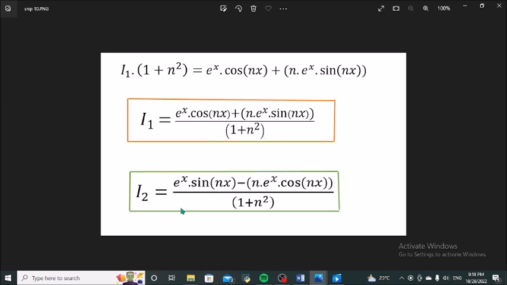And in a similar way to the proof of I1, we can obtain I2 to be this expression: e to the power x sine nx minus n into e to the power x cosine nx, over 1 plus n square. So that's all. These are the two formulas for the integrals of e to the power x cosine nx dx and e to the power x sine nx dx.